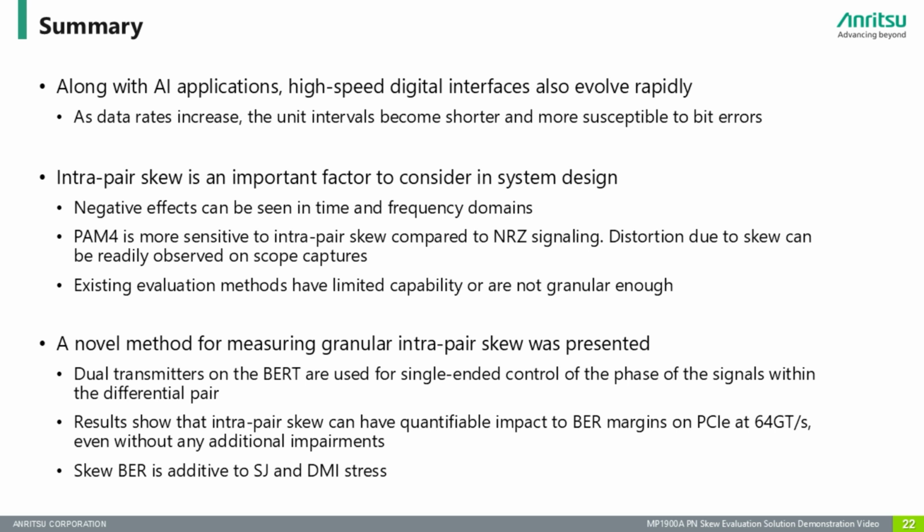Dual transmitters on the BERT are used for single-ended control of the phase of the signals within the differential pair. Results show that intra-pair skew can have quantifiable impact to BER margins on PCI at 64 gigatransfers per second, even without any additional impairments. Skew BER is additive to SJ and DMI stress.